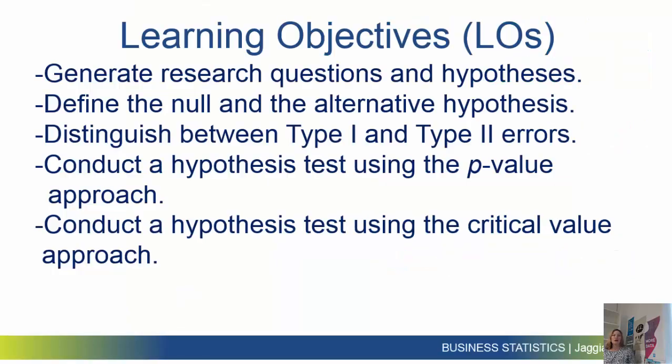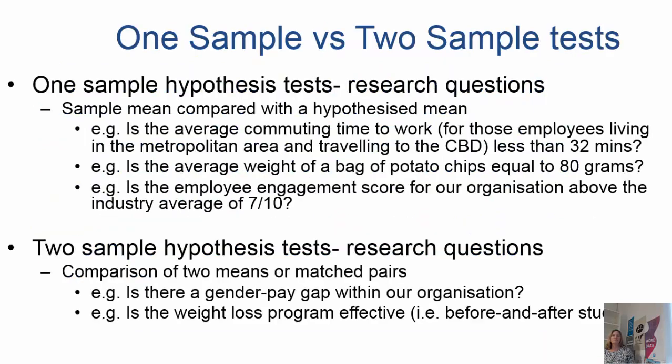First, I'll discuss how to generate research questions and hypotheses for these questions. I'll then go further to discuss the null and alternative hypotheses. Next, type 1 and type 2 errors will be differentiated and linked to alpha levels. I'll then describe two methods for conducting hypothesis tests, the p-value approach and the critical value approach. I'll then use a step-by-step method to go from hypotheses to decisions.